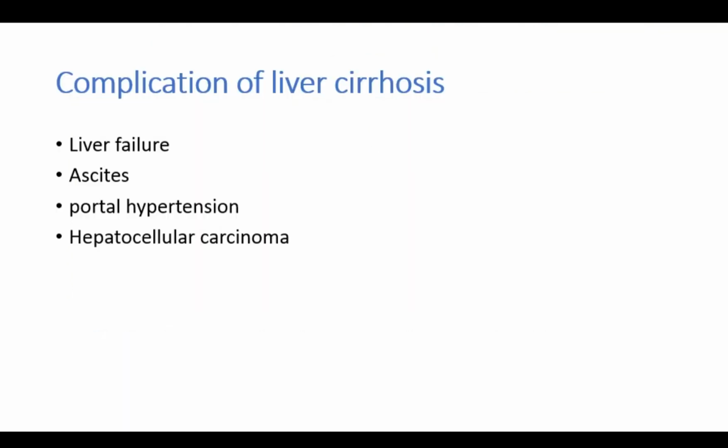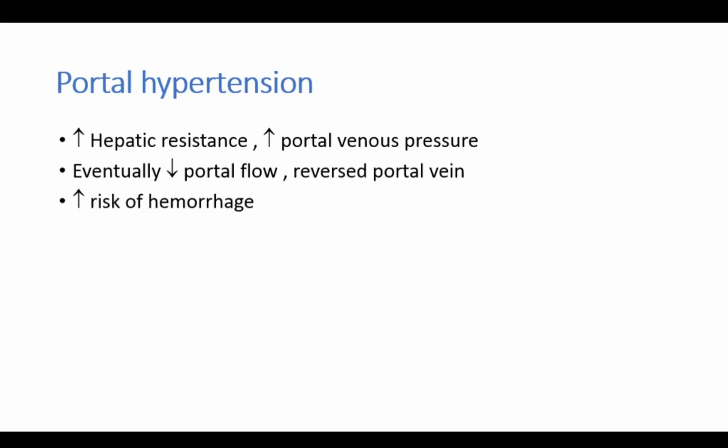About complications of liver cirrhosis: liver cirrhosis has many complications, such as liver failure, ascites, portal hypertension, and hepatocellular carcinoma. Portal hypertension is one of the complications of liver cirrhosis. How is it formed? It is formed as hepatic resistance increases due to fibrosis. The portal venous pressure will also increase, and eventually the portal flow decreases or becomes reversed.